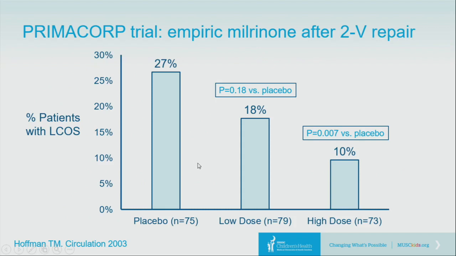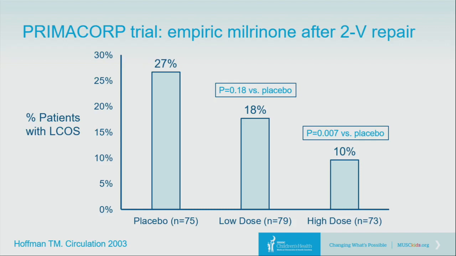I just wanted to briefly mention the PRIMACORP trial that was published by Tim Hoffman about 15 years ago now. This was a landmark trial in pediatric cardiac intensive care in which these investigators randomized patients who were undergoing complex two ventricular repairs to either receive a placebo, low dose, or high dose milrinone. And as you can see here, when compared to placebo, patients who received high dose milrinone infusions empirically, started just after admission to the intensive care unit, had a reduction in low cardiac output syndrome following cardiac surgery. I'll note that all the patients in this trial underwent two ventricular repairs.